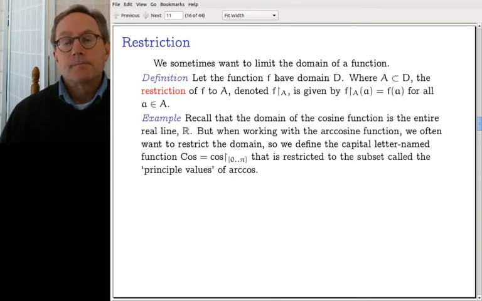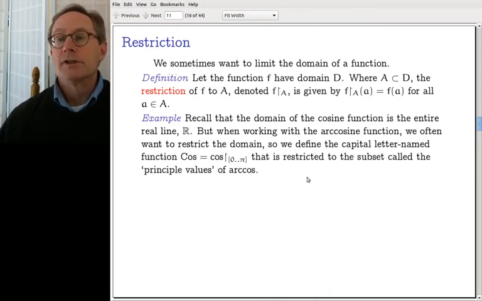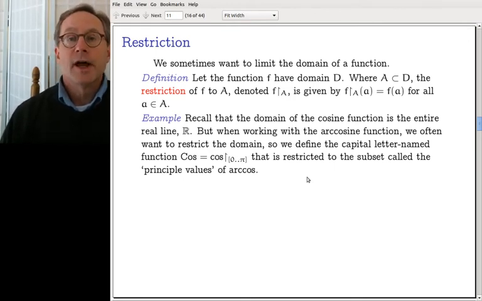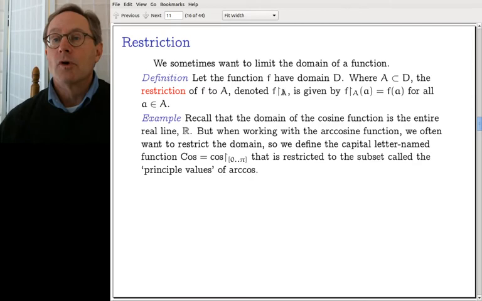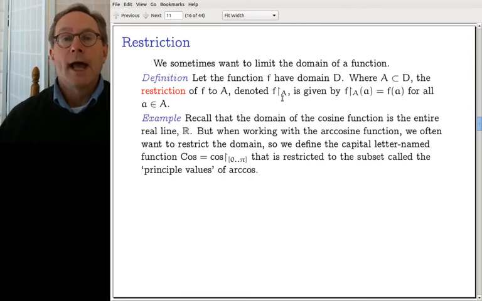Restrictions. So we sometimes have a function and want to limit its domain in some way. So for example, suppose that the function f has domain D. If A is a subset of D, then the restriction of f to A, denoted with what is called a harpoon, f harpoon A, is given by f harpoon A of lower a is equal to f of lower a for all lower a in capital A, and it's simply not defined if lower a isn't in capital A.